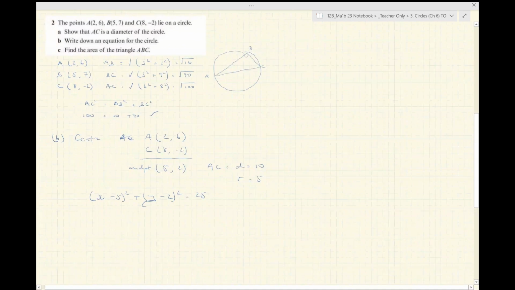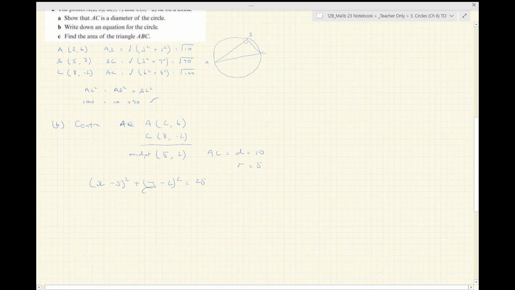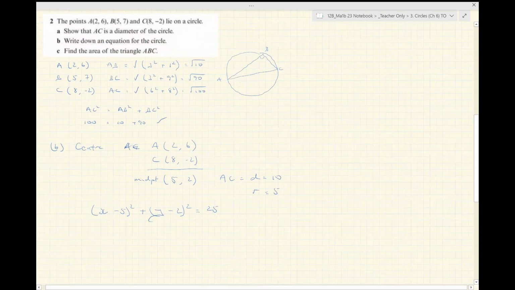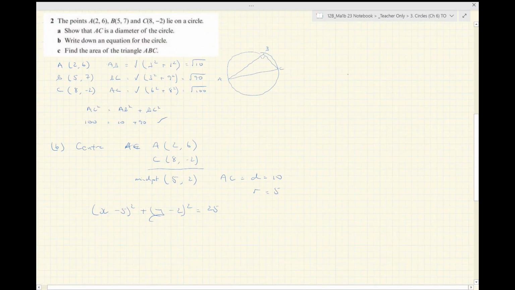And for part C, I'm asked to find the area of the triangle ABC. Right, well, I know that ABC is a right angled triangle. I've got AC, which is the diameter, which is 10. I've got AB, which I know is the square root of 10. And I've got BC, which I know is the square root of 90.